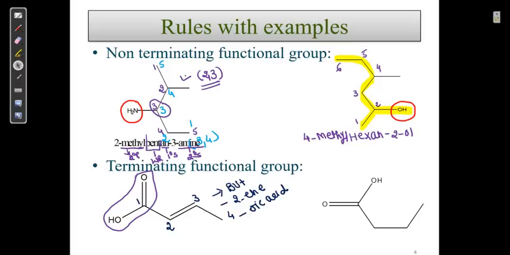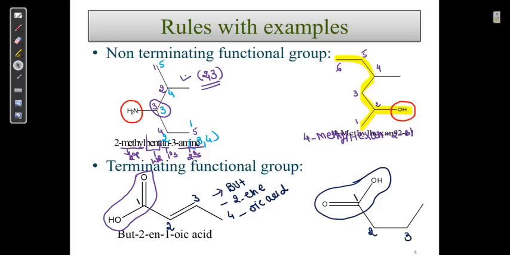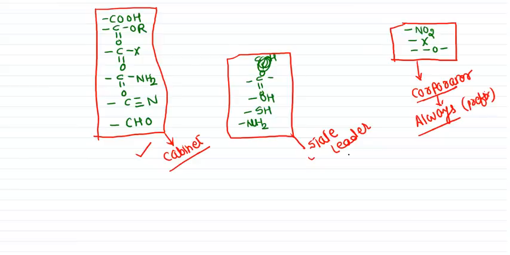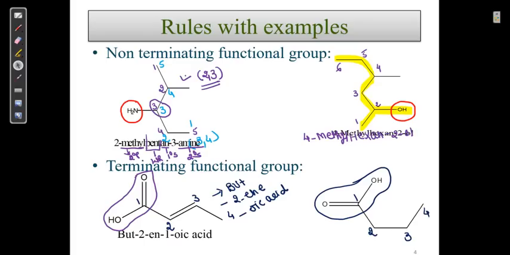So I can say the name is like this, but-2-yn-1-oic acid. If you give the number, then it is not an issue. If you don't give it, then it is no problem. Again, it is the same way. This is our functional group. Again, we have a cabinet minister. We have to give the priority 1, 2, 3 and 4. I can say this is also butanoic acid.